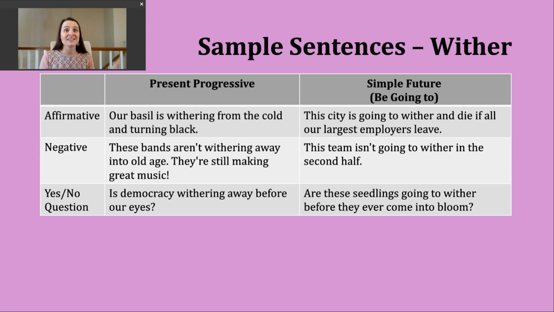So here the idea is they're not getting old and falling into decline or becoming so old they're not able to do this any longer. Finally, we can ask a yes or no question in the present progressive. To do this, I start with a form of be, whichever form matches my subject, and that subject comes next, then the ing form of the verb.